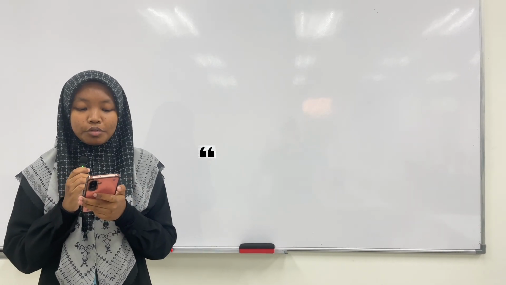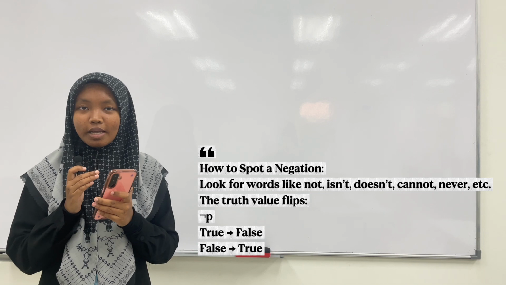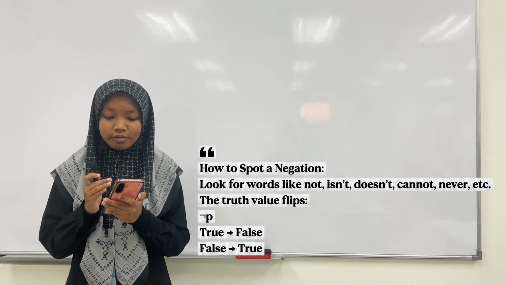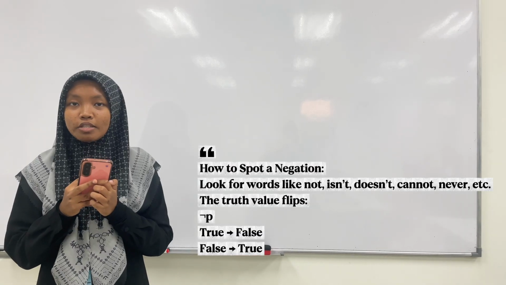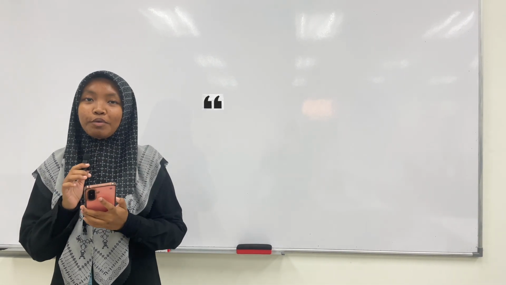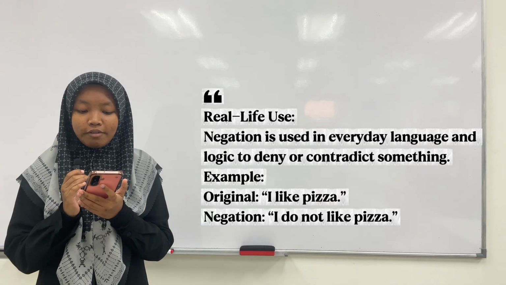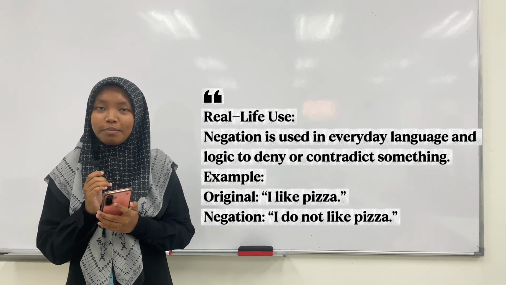Then, how to spot a negation? We should look for keywords such as not, does not, cannot, never, and so on. And the negation symbol is like this. If we want to use the negation in real life, for example, I like pizza. But the negation is I do not like pizza.